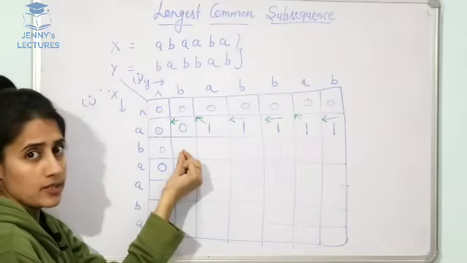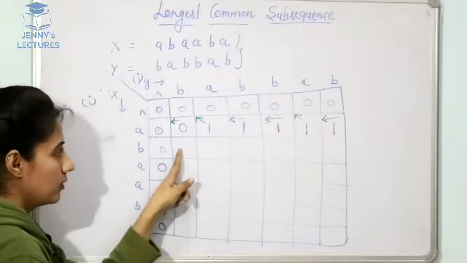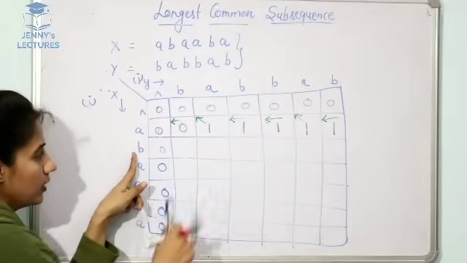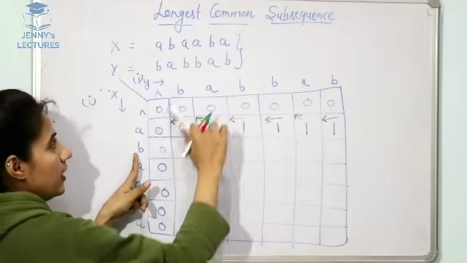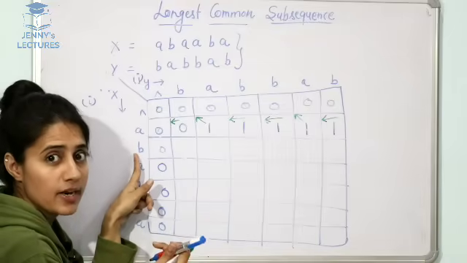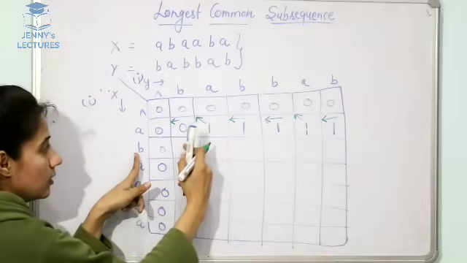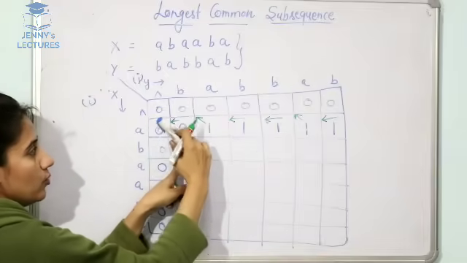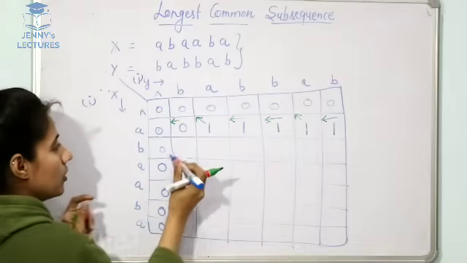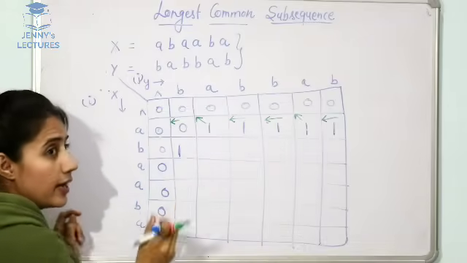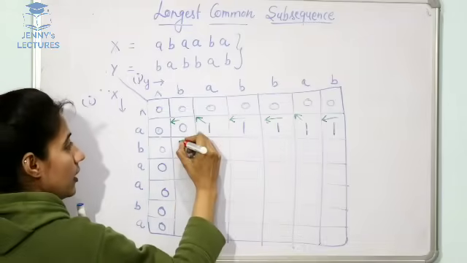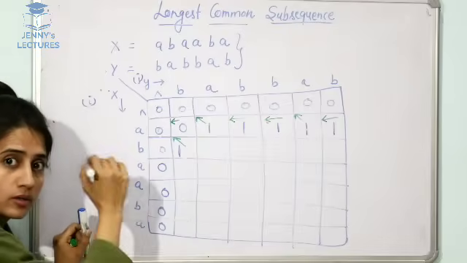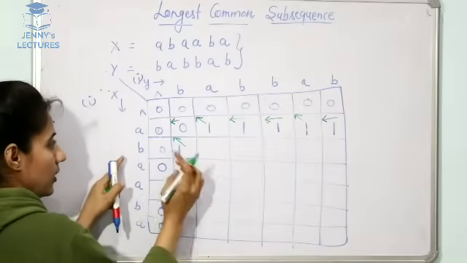Next is this one. You have to fill out this box. Corresponding to this one, what is the value of x? B. And what is the character of y? That is b. B and b are same. If same, in that case what will you write? 1 plus, diagonally you will see the upper box, what is the value? 0. Then 1 plus 0 is what? 1. And the arrow would be, which value have you taken? The upper one. Then the arrow would be like this, towards 0. The upper 0, not this one.